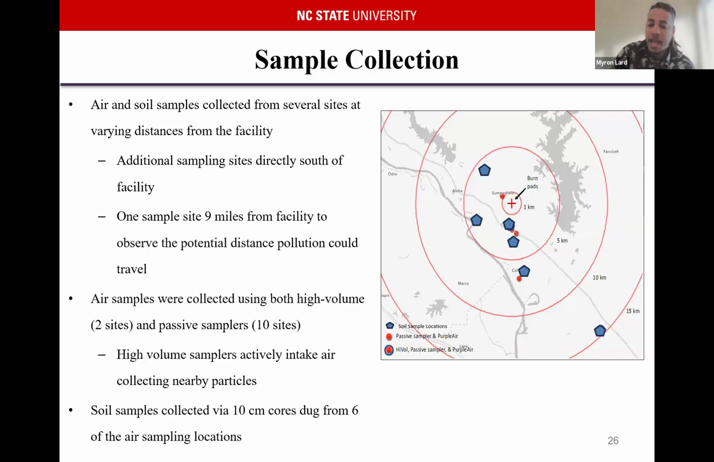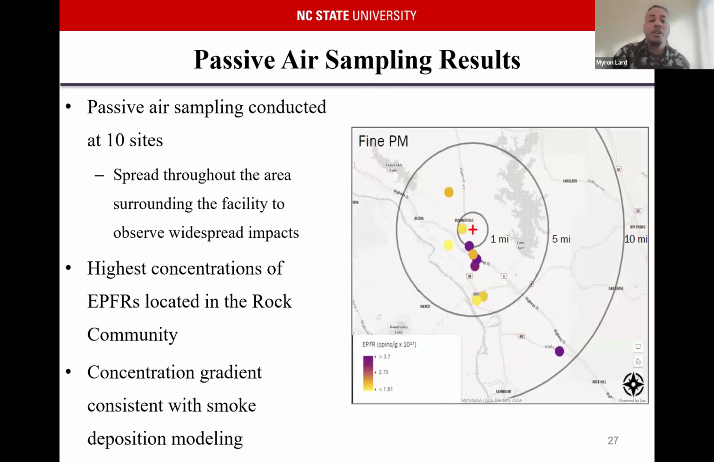So when we look at the results from our passive air samplers, we can see results consistent with our deposition plume model, or our pollution plume model. So the yellow dots are less concentrated of EPFRs, and then the purple dots have the higher concentration. So you can see that our sites to the southeast of the facility have the higher concentrations, and we even detected elevated levels at our site up to 9 miles away.